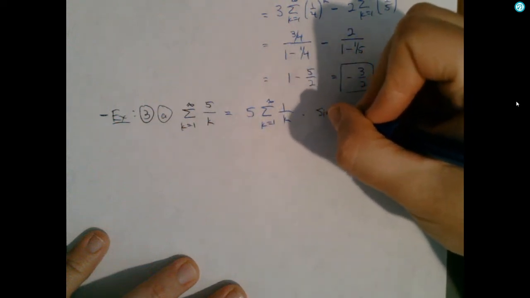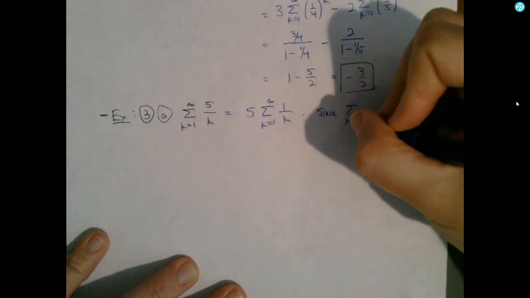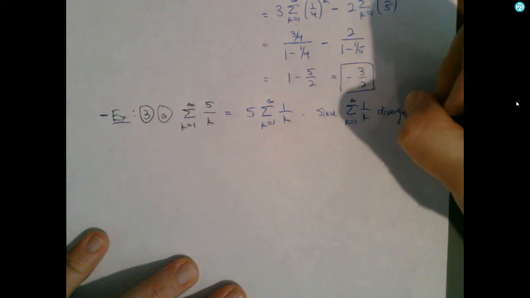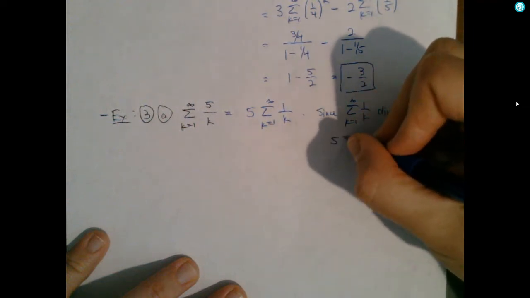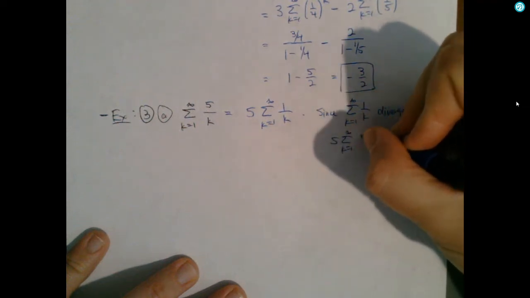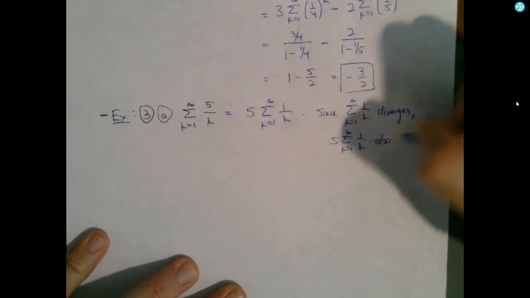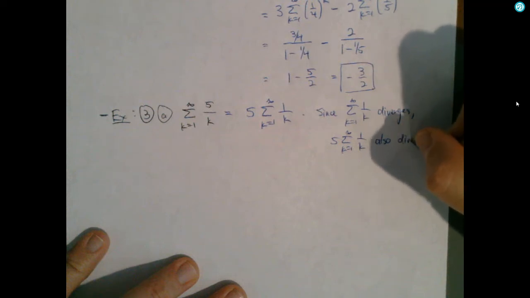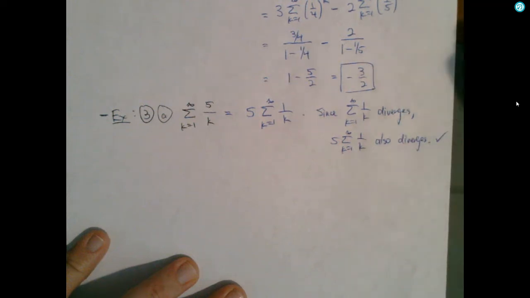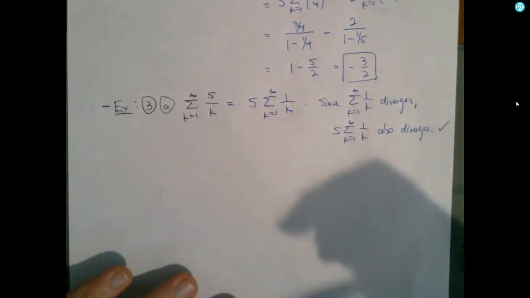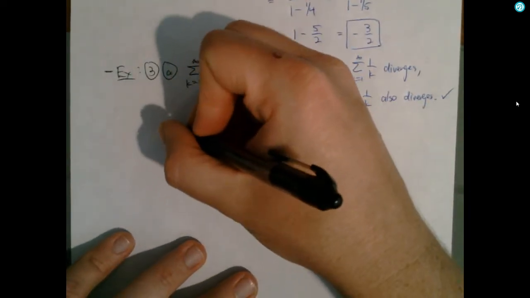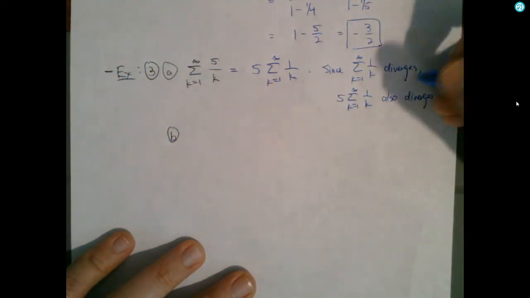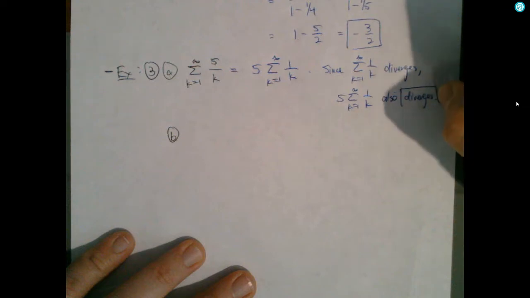So we'll say since 1 over k diverges, five times the sum from k equals 1 to infinity of 1 over k also diverges. Okay, so task completed. Okay, next one. Oh, sorry. So the answer is just that it diverges.